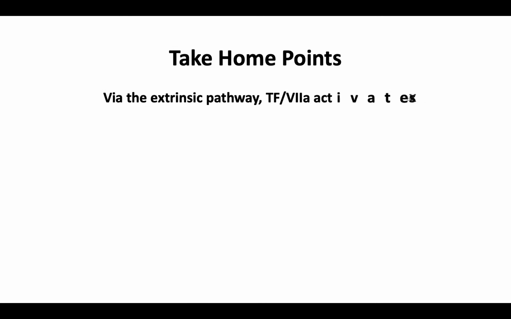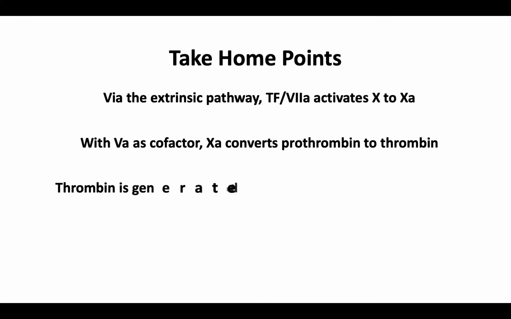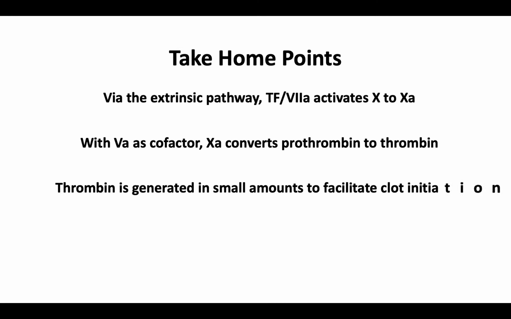Through the extrinsic pathway, the tissue factor 7A complex activates factor 10 to 10A. With 5A as a cofactor, 10A converts prothrombin to thrombin. As a result, thrombin is generated in small amounts to facilitate clot initiation.